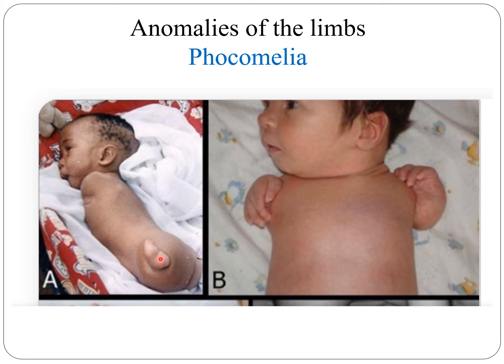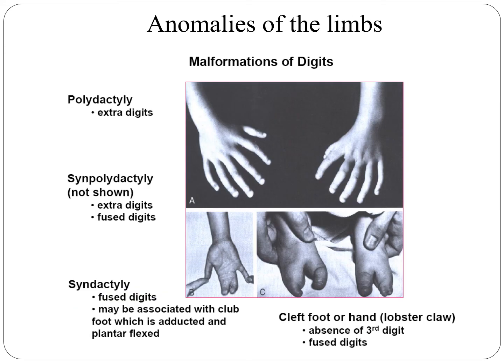Another term we use is micromelia, in which the limbs are present but they are smaller in size as compared to the normal structure. That is known as micromelia. So amelia, complete absence of the limb. Meromelia, partial absence of the limb. Phocomelia, limbs will not be there but hand and foot will directly attach to the trunk. And micromelia, limbs are there but they are smaller than the usual size.